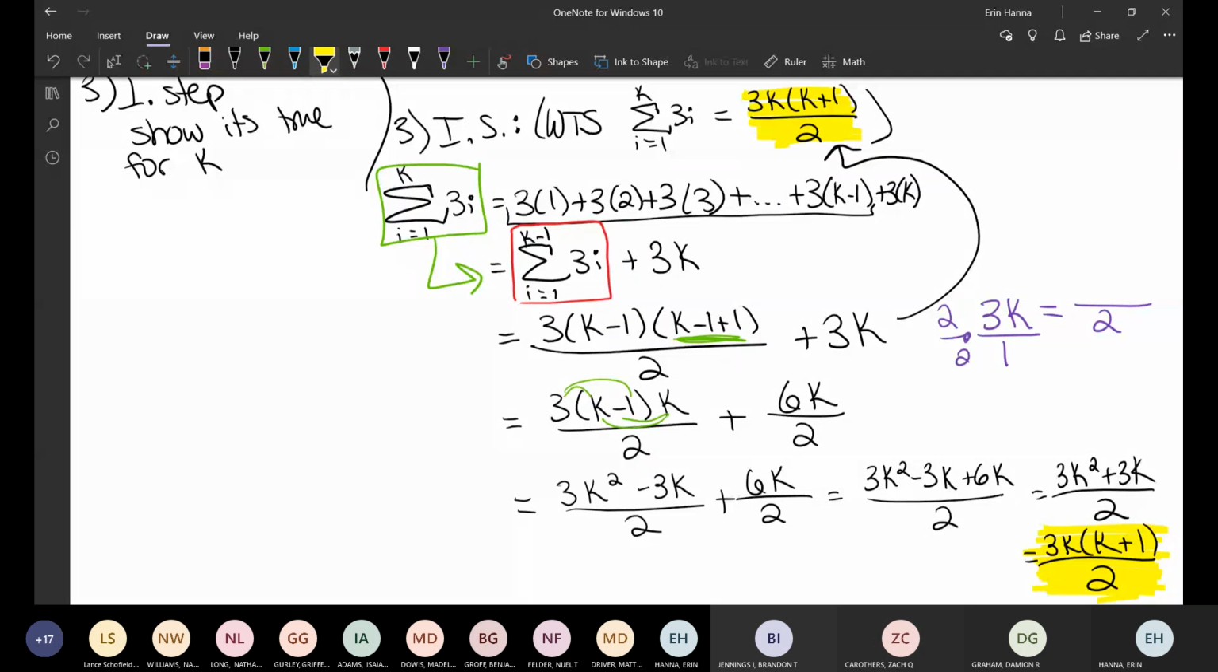So what I've done is I've taken the left side of what I wanted to show, the sum from 1 to k of 3i, and I found the inductive hypothesis, I replaced the inductive hypothesis, I did a bunch of algebra, and I came out to the right side of what I wanted to prove. Yes.